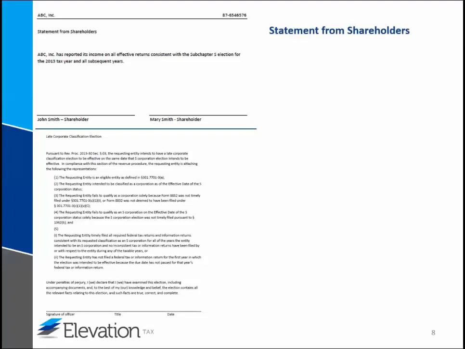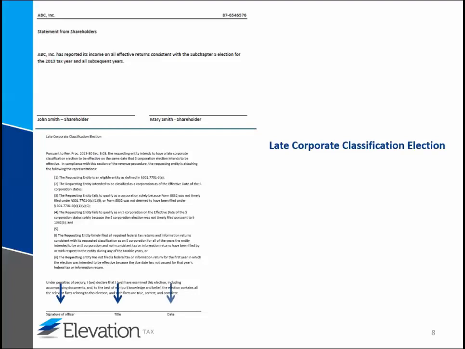The first page is the statement from shareholders. Each shareholder is required to sign on the line above his or her name. And the second page you will only receive if you are an LLC electing S status. This final page will be the late corporate classification election. An officer of the entity will need to sign, write in his or her title, and date.